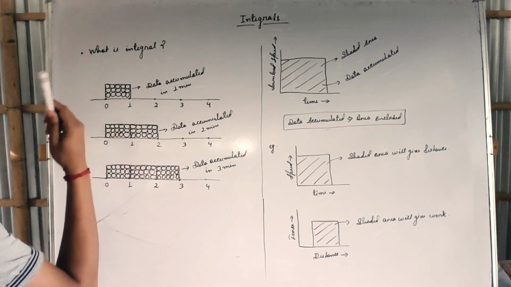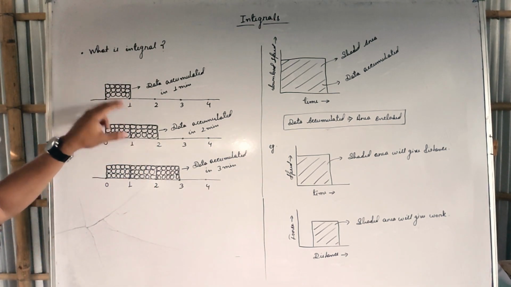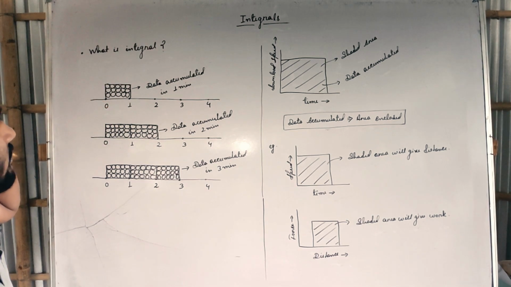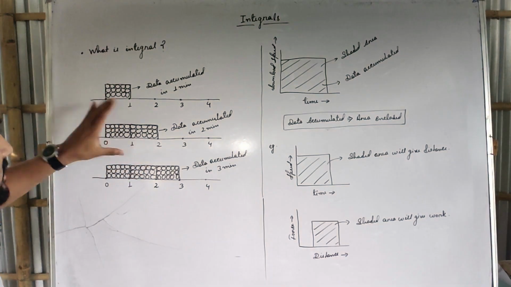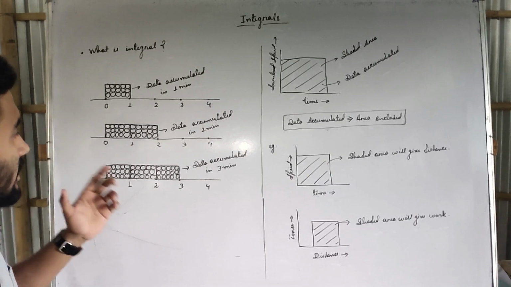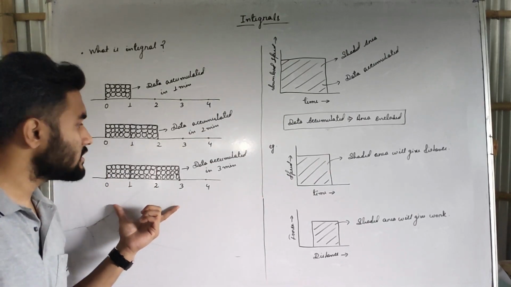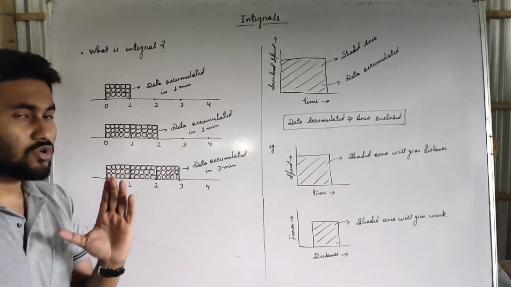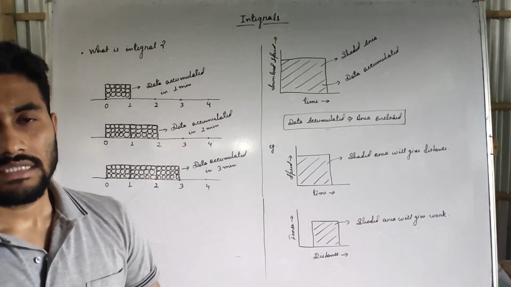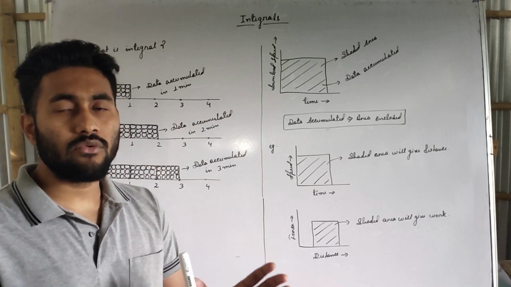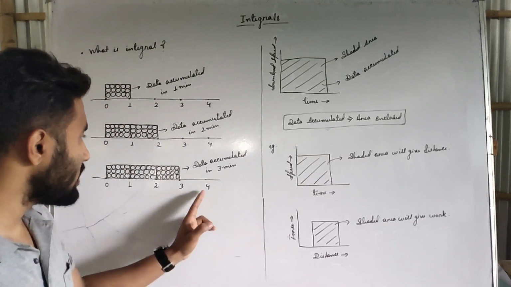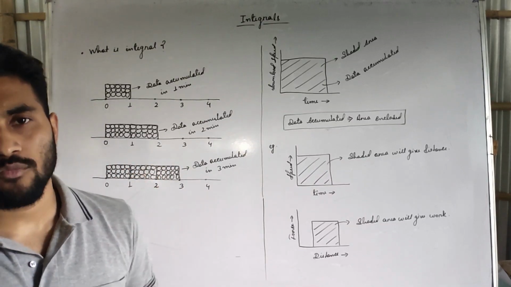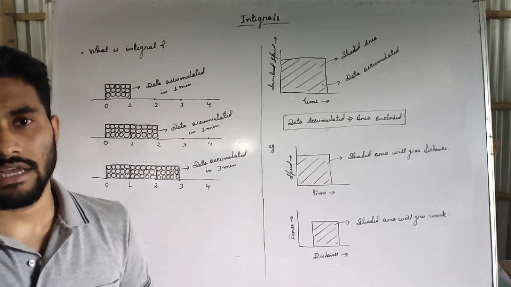So if you see this diagram over here, say in 1 second, this much data is accumulating in our device. Say in 2 seconds, this much data is accumulating in our device. Say in 3 seconds, this much data is accumulating in our device. So now if I ask a question, tell me how much data will be accumulated in, say, 5 seconds, or say in 4 seconds. How much data will be accumulated in our device in 4 seconds?